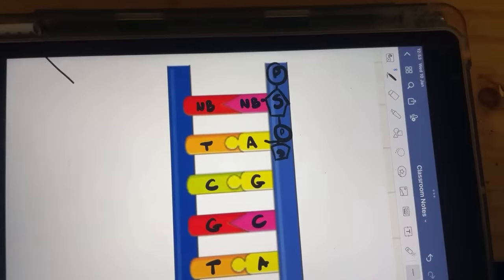Okay, ma'am, why is there a pattern in the DNA strands? I don't know what you mean by your question, Zeba. You have to ask me that in a better way.